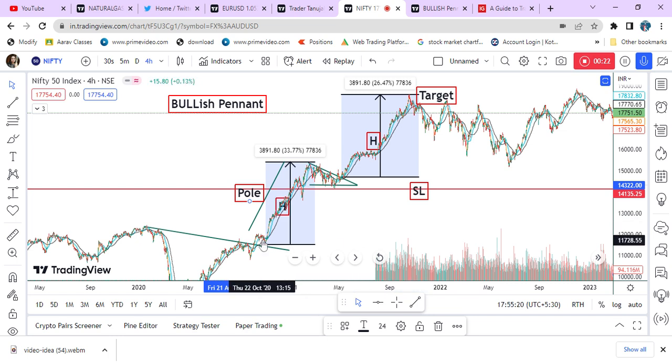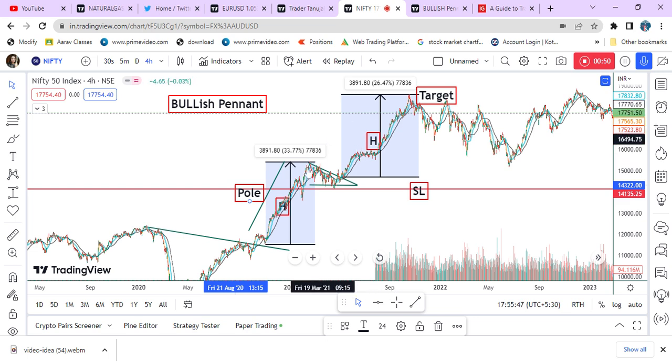So after an uptrend movement, during consolidation, a triangle pattern will get created. Draw the trend lines and you will get a triangle pattern. This trend line will be considered the resistance trend line, and this line is the support line. Once the breakout happens on the resistance trend line, we can expect an uptrend movement.